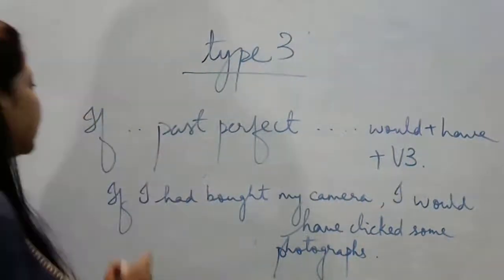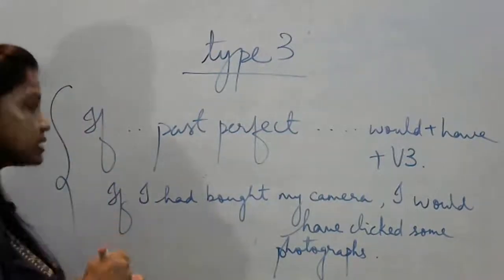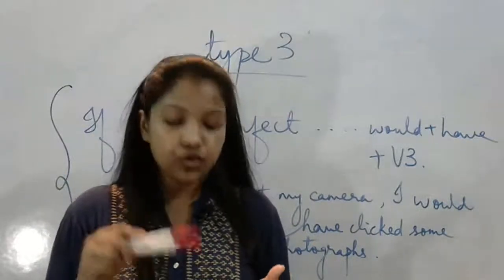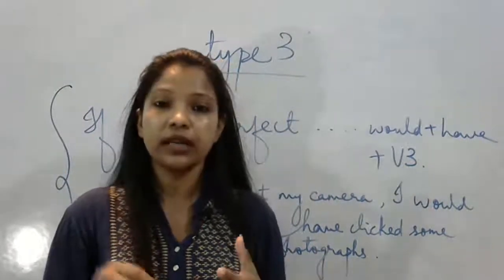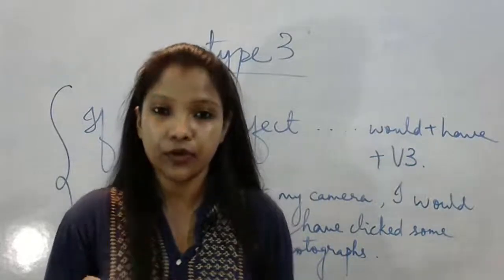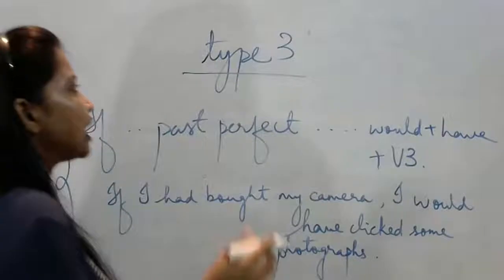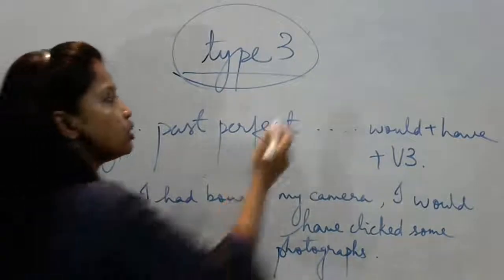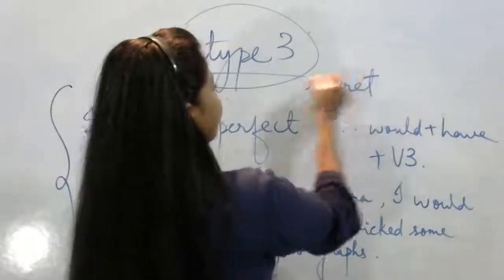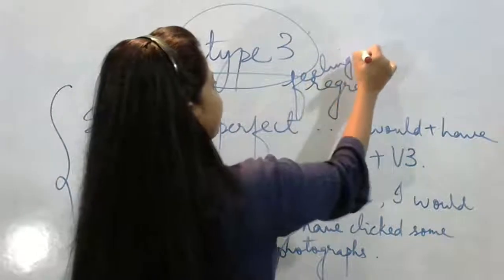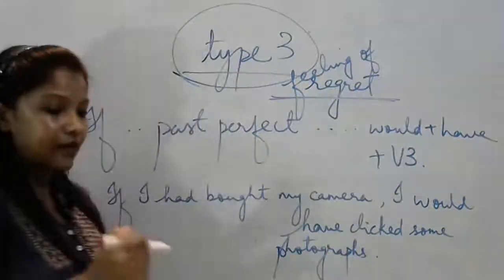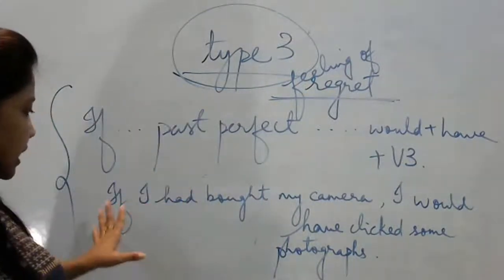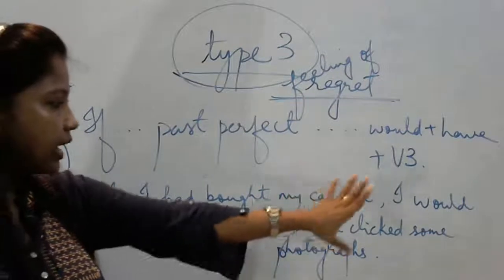Now, let us first of all understand what is the situation of type 3. As I told you, type 2 is unreal, type 1 is real. Now, what is type 3? The easiest way to understand is that type 3 is mainly used for framing a sentence where you have a feeling of regret, where you regret something. So this is the value. If I had bought my camera, I would have clicked some photographs.